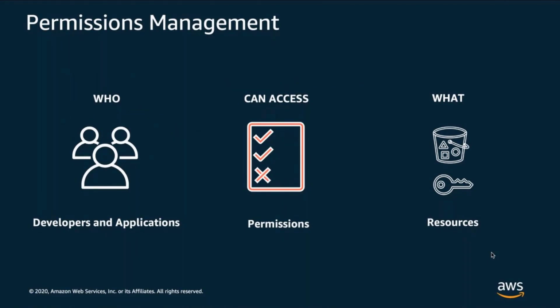The question essential to achieving least privilege is who can access what? So let's break it down. The who are your users or applications. The what are your resources shared within an account or shared across multiple accounts. And then you have the permissions in the middle, which are granting access and connecting the two.